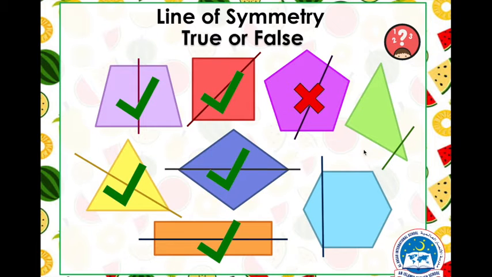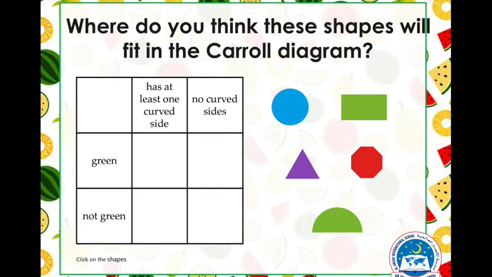So, this one over here. Do you think the line of symmetry is correct? No, it isn't, because it's not the same on this side and on this side. It's different. How about this shape? No, it is not the same. Therefore, it is false.